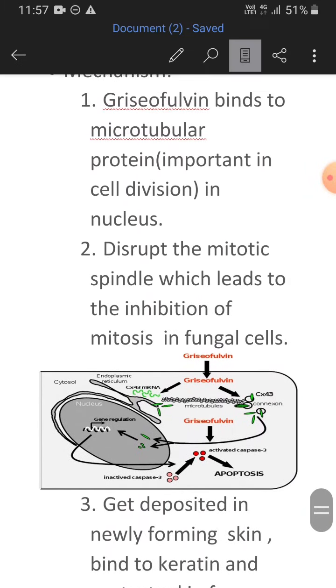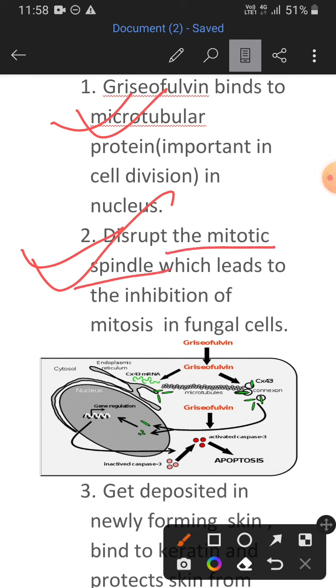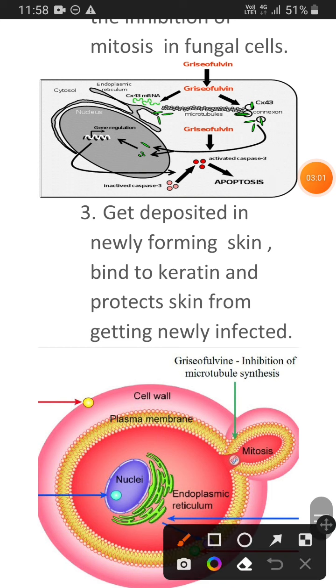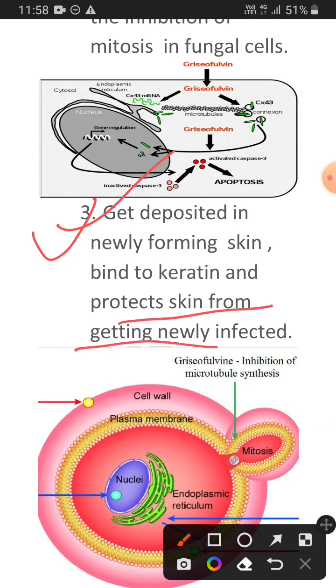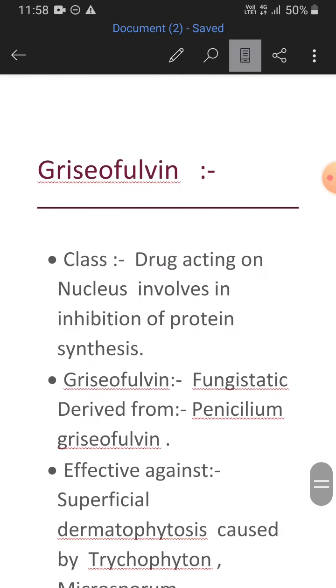So the Griseofulvin binds to the microtubular protein in the nucleus, and it disrupts the mitotic spindle, which leads to the inhibition of mitosis in the fungal cell. Now after that it is deposited in the new skin and binds with keratin to prevent new infection. So this is another important property of Griseofulvin. It is also deposited in the newly forming skin and binds to keratin and prevents skin from getting newly infected. It is important. So it also plays an important role in precaution too, right?